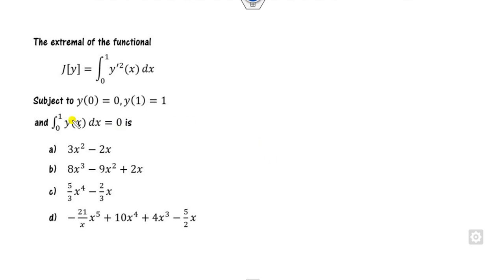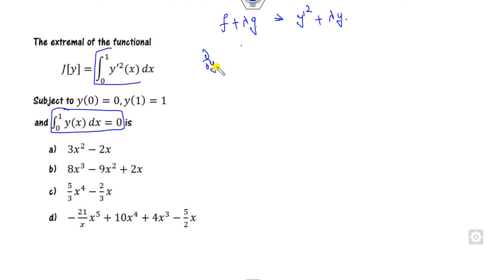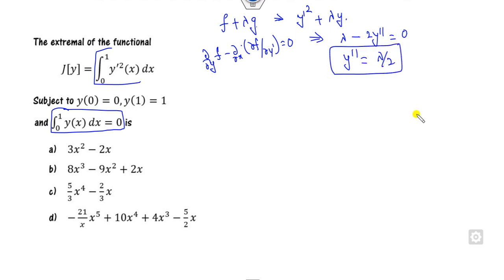Okay, look at this one. Again, one condition is given to you, one extremal. So you can define the condition as f plus lambda g. What is f? y dash square, and g is y. Now you can start with the Euler equation, the partial derivative with respect to y minus the derivative of the partial derivative with respect to y dash. It is lambda times 2y, y double dash is 0. So that means y double dash is here.